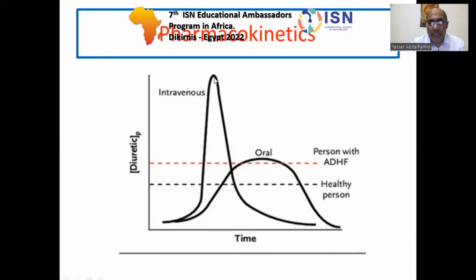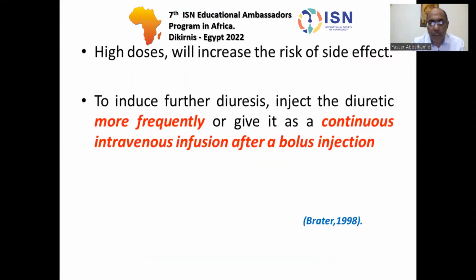IV response is a big response but is of shorter duration, while oral response is much less than IV but is of prolonged duration. And the dose needed in heart failure is more than the dose needed to attain the same response in healthy persons. So, to induce further diuresis with IV intake of diuretics, because of short duration, you need to inject more frequently or to give it as a continuous intravenous infusion after a bolus.